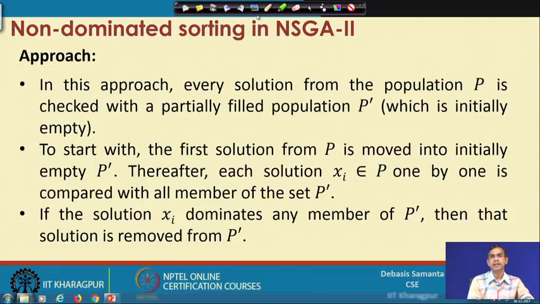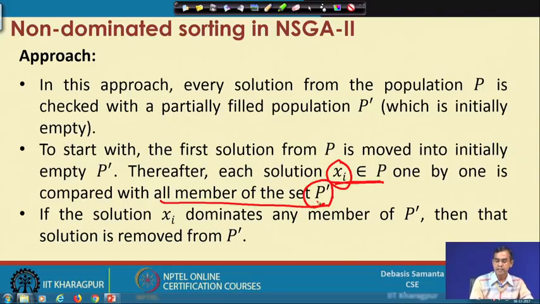To start filling P dash from P, the idea is that we randomly choose one solution xi from P, one by one, so that all the solutions in P are checked. This xi is compared with all members of the set P dash. Initially P dash is empty, which means that xi should be put in P dash initially. Suppose P dash is not empty, then we check this.